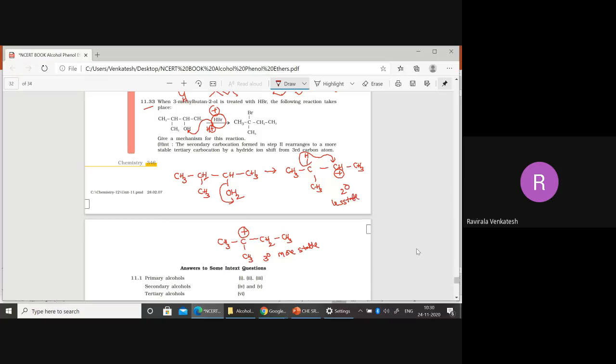After this, the second nucleophile Br minus attacks here, and we get this product. They are asking for the mechanism for this. H plus added here, and you got OH2 plus. Then the bond shifted to oxygen and you got a secondary carbocation. Once the hydrogen shifts, you get a tertiary carbocation. According to the theory, tertiary is more stable. Therefore, you get this product. So this is about the questions.